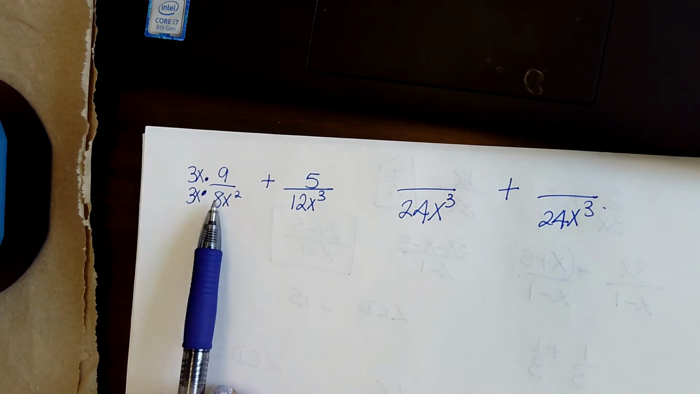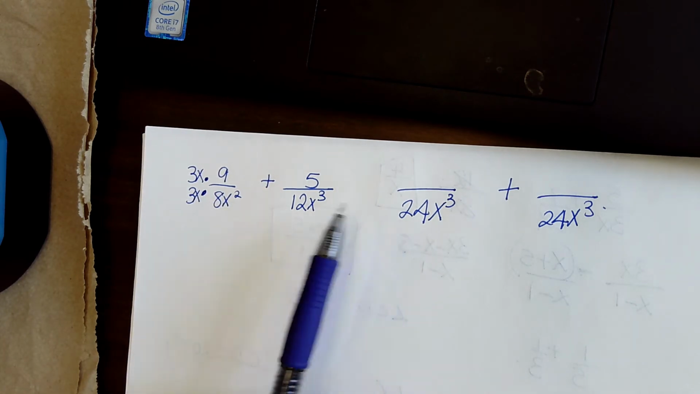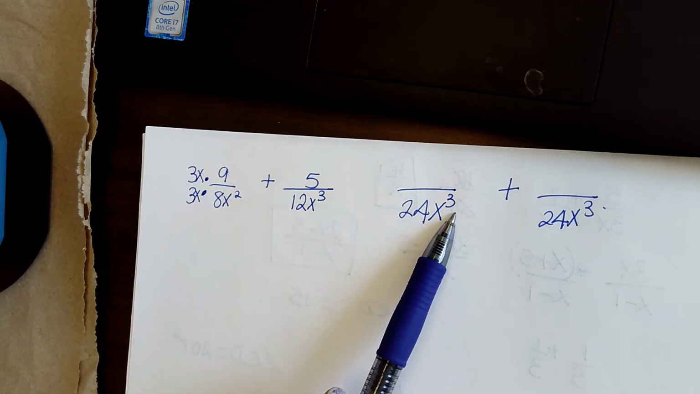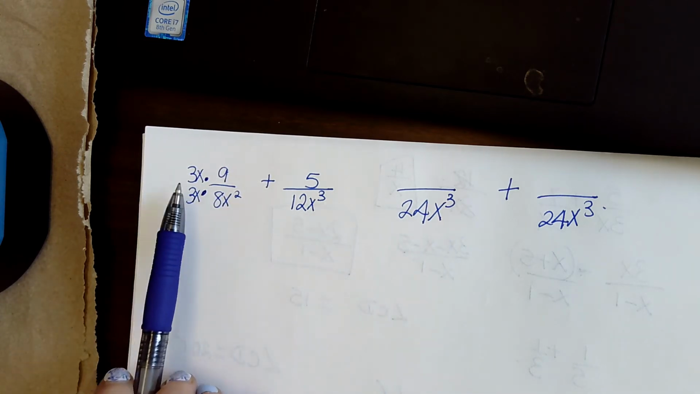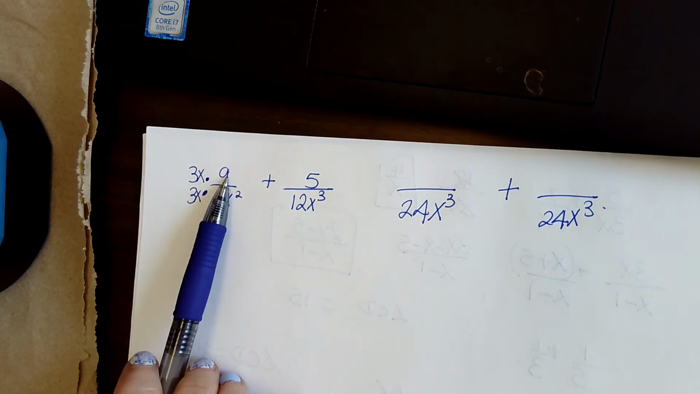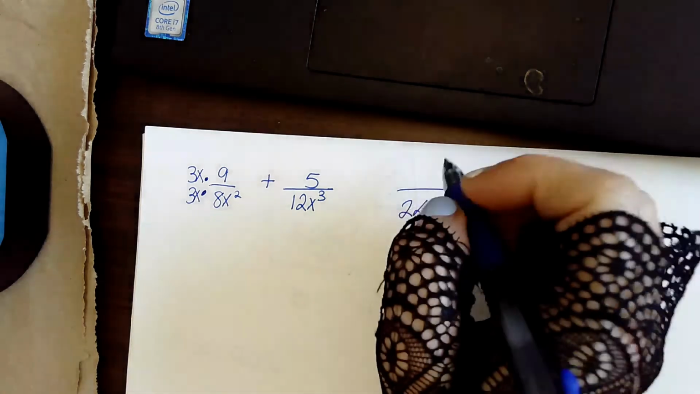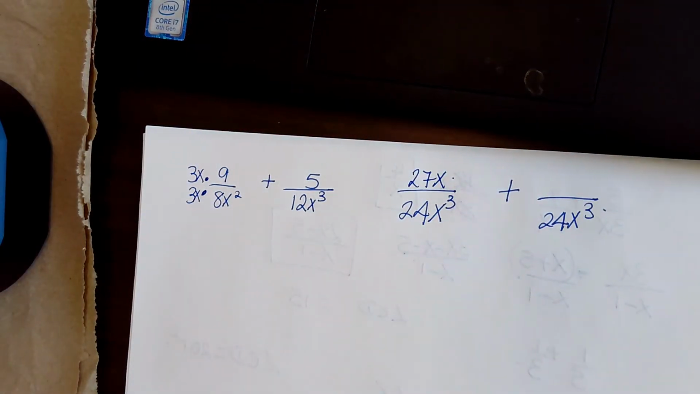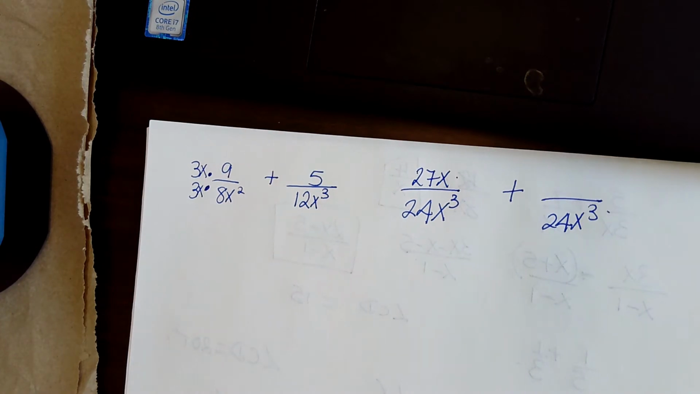So 3 times 8 is 24. x times x squared means it's x cubed. So it's correct. Now the numerator is going to change. 3x times 9 is going to be 27x. So the first fraction becomes 27x over 24x cubed.